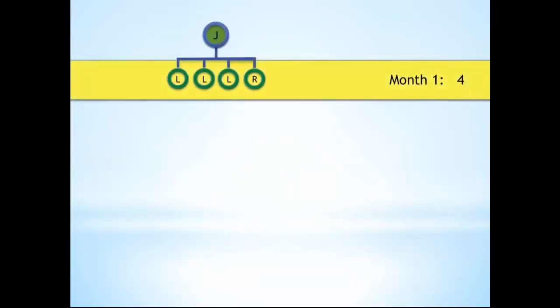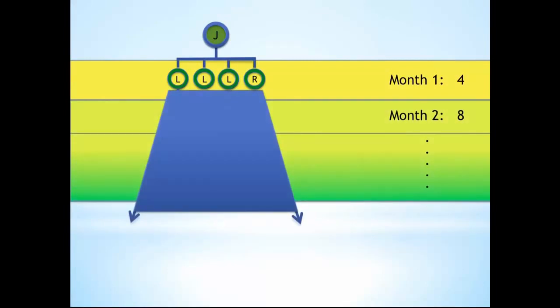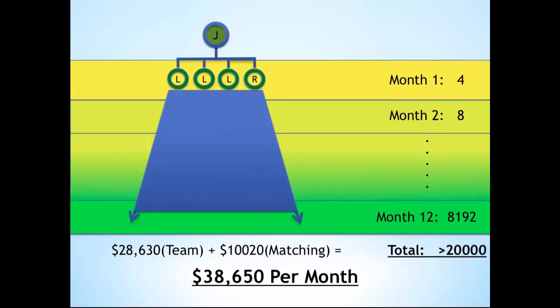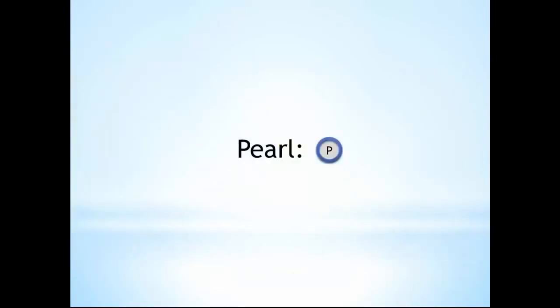Let's look at Jade. If you brought in your 4 people and structured them so that 3 were on one side and 1 was on the other, and the exact same pattern of each new person getting 2 was successfully carried out, at the end of 12 months, you'd have an organization of over 20,000 people, earning a team commission check of $28,630 per month and matching bonuses of $10,020 for a total of $38,650 per month.